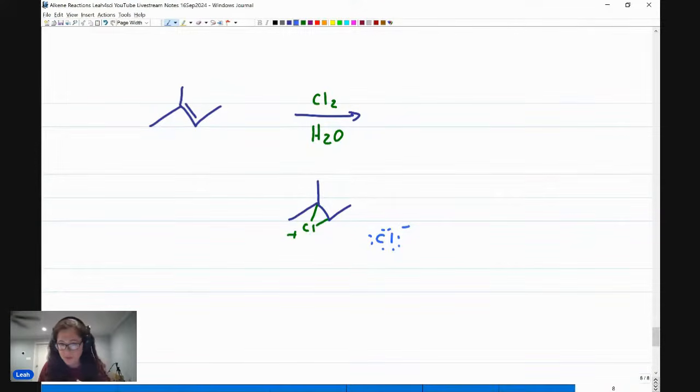The problem is, if this is in a solution of water, the water molecules, I should have saved the blue for water. Let's change this up a little. We'll make this one purple, and then we'll bring in blue water, which is going to completely surround and cage the halogen.